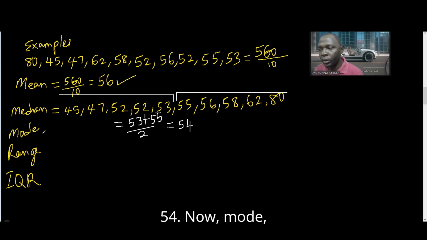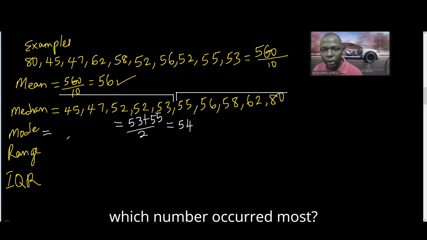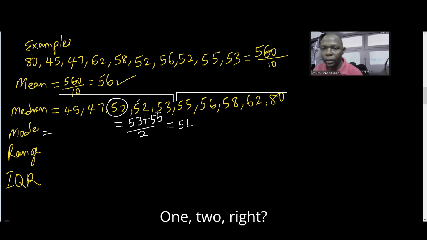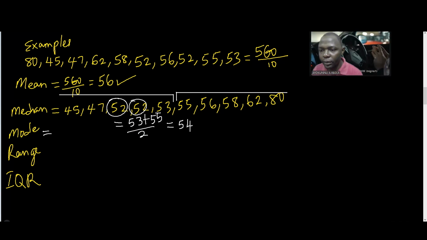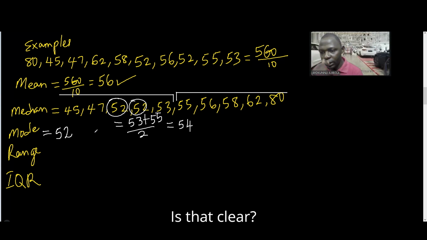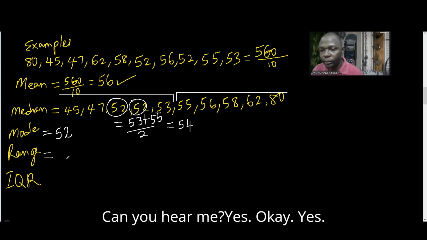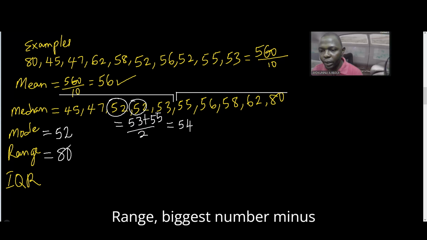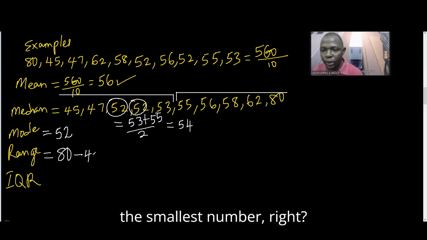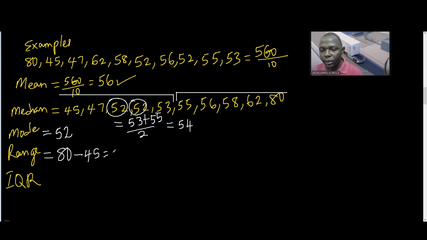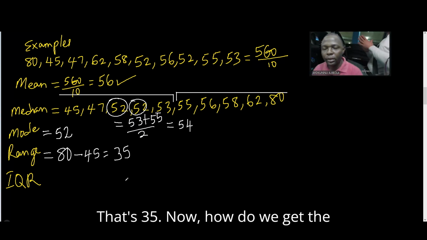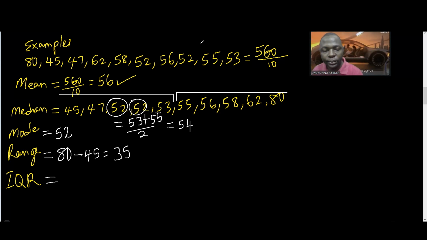54. Now, mode. Which number occurred most? 52, right? That is the one that occurred 2 times. Is that clear? Can you hear me? Yes. Okay. Range. Biggest number minus the smallest number, right? So what is 80 minus 45? That's 35.